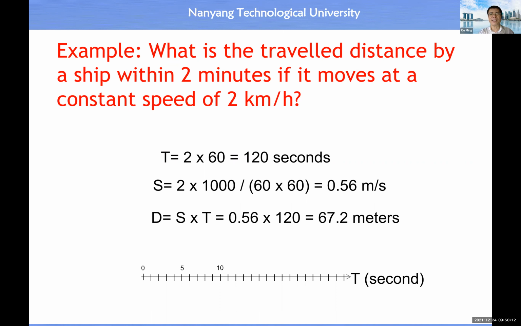Then this is just a simple exercise for you to play with the units of measurement. Okay, so what is the travel distance by a ship within 2 minutes if it moves at a constant speed of 2 kilometers per hour? Then we need to do the conversion.